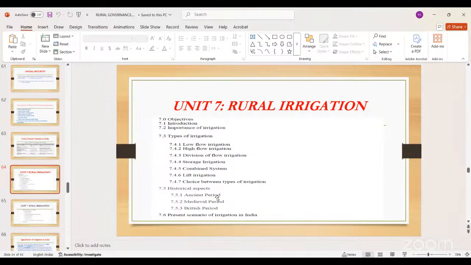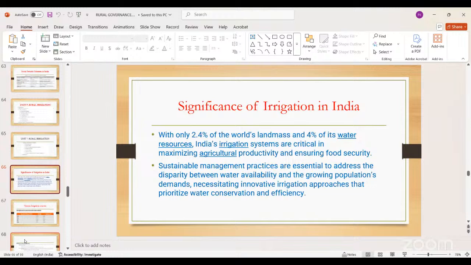Then, what are the different types of irrigation? Let us try to understand. There are different types of irrigation. Another important fact is that in India, we are having only 2.4% of the world land mass and 4% of its water resources. So India's irrigation system has become very critical to maximize agriculture productivity and ensuring food security. This we already discussed.